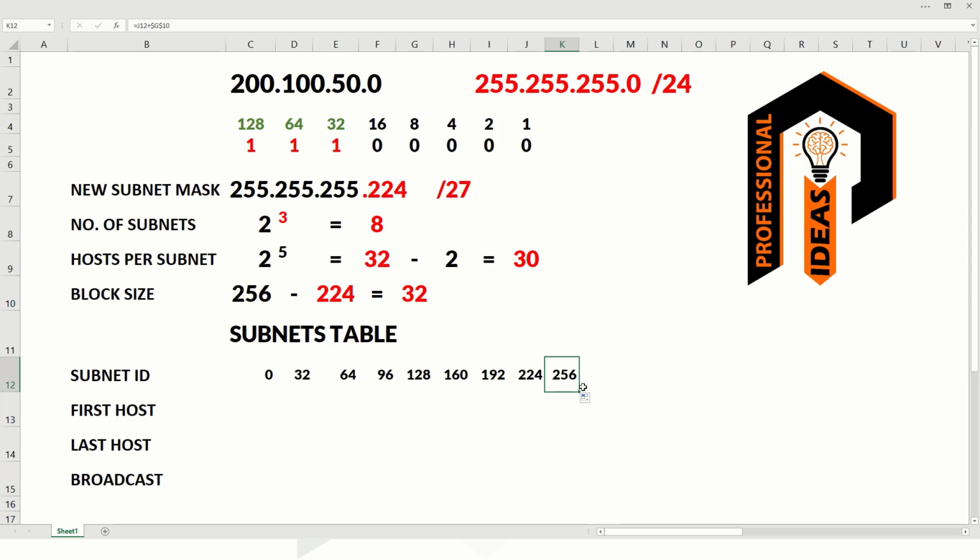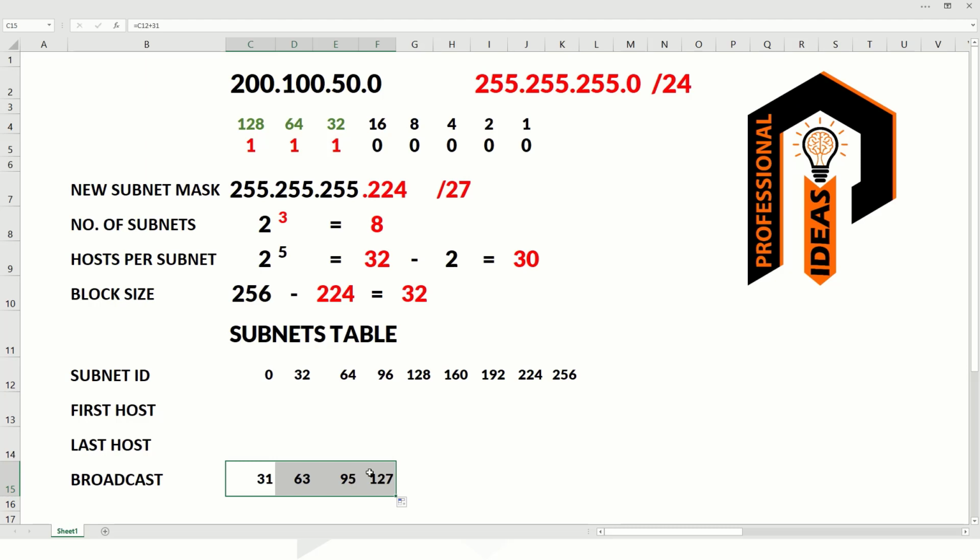Now let's find broadcast address of each subnetwork. To find broadcast address, add the spot values of remaining 5 bits, which will be 31. Now add 31 in each subnet ID and expand the formula to get broadcast address of each subnet. Note that the broadcast address is 1 less than the next subnet ID.